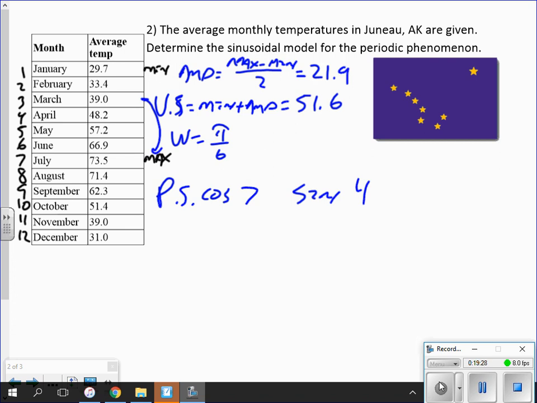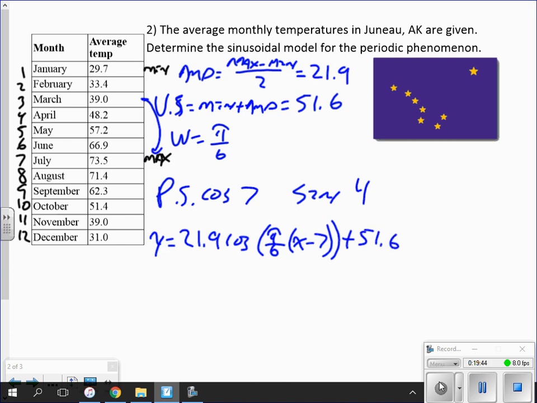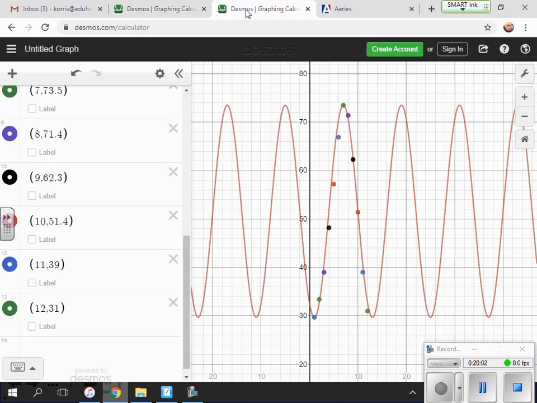Okay. So our cosine, y equals 21.9 cosine of pi over 6 times x minus 7, plus 51.6. Our sine, y equals 21.9 sine of pi over 6 times x minus 4, plus 51.6. And there we go. There's that one.